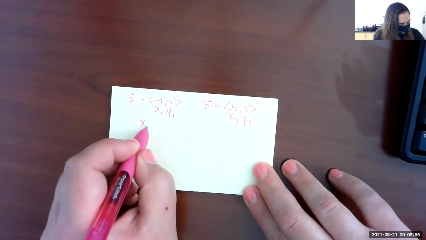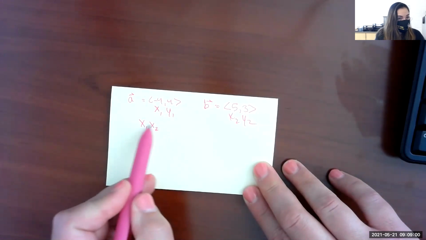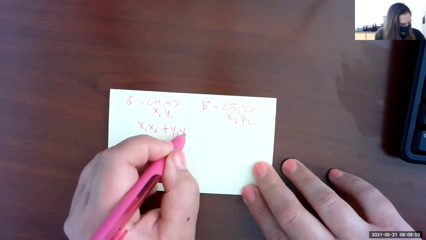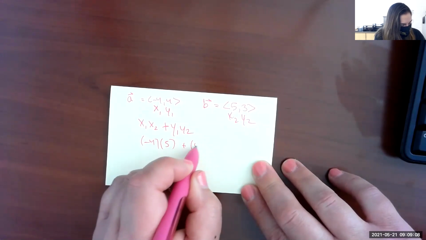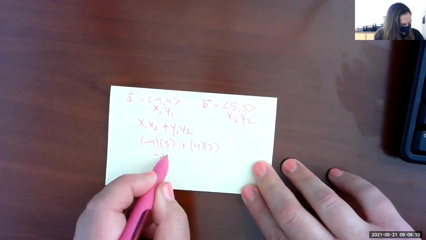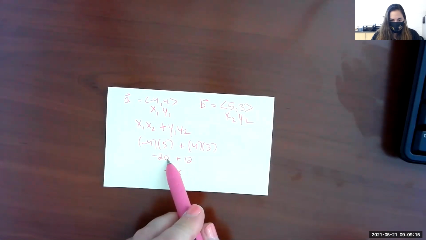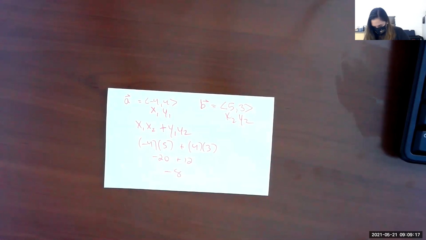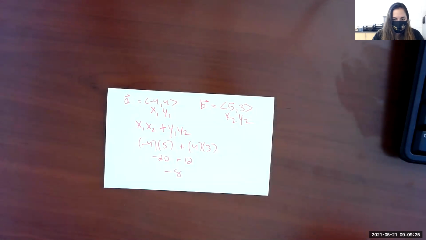So again, the idea of the dot product is it's the projection of one vector onto the other. So you multiply the x's, multiply the y's, and add them. So -4 times 5 plus 4 times 3. So -20 plus 12. So that would be -8. Right. Any questions with that? Any issues or concerns at this point with it?